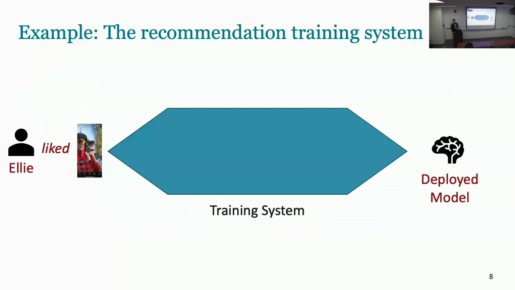But that's not the whole story. We also have to continuously train and improve these models that are then deployed back into this inference pipeline. So like with the inference side of things, we have a training system, and the training system takes these real world interactions, for example, Ellie liking a post. And the goal of this system is to train a better model that's deployed back out into production.